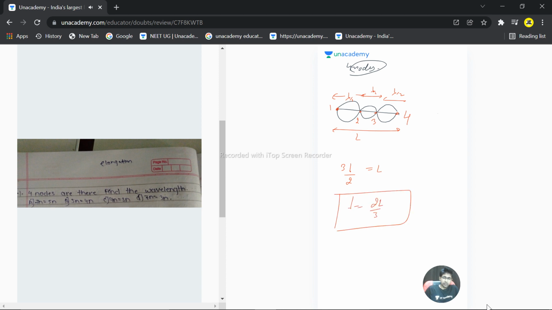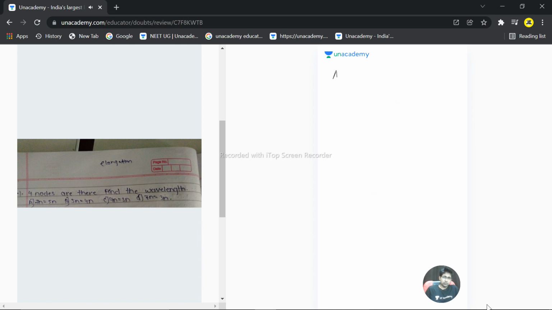Whatever the answer is, it is almost equivalent to 0.6... 3 sixes are 18, and 3 sixes are 18, 6 sixes, I am writing it as 7. So lambda should be approximately 0.67 L. So let's see in the options.